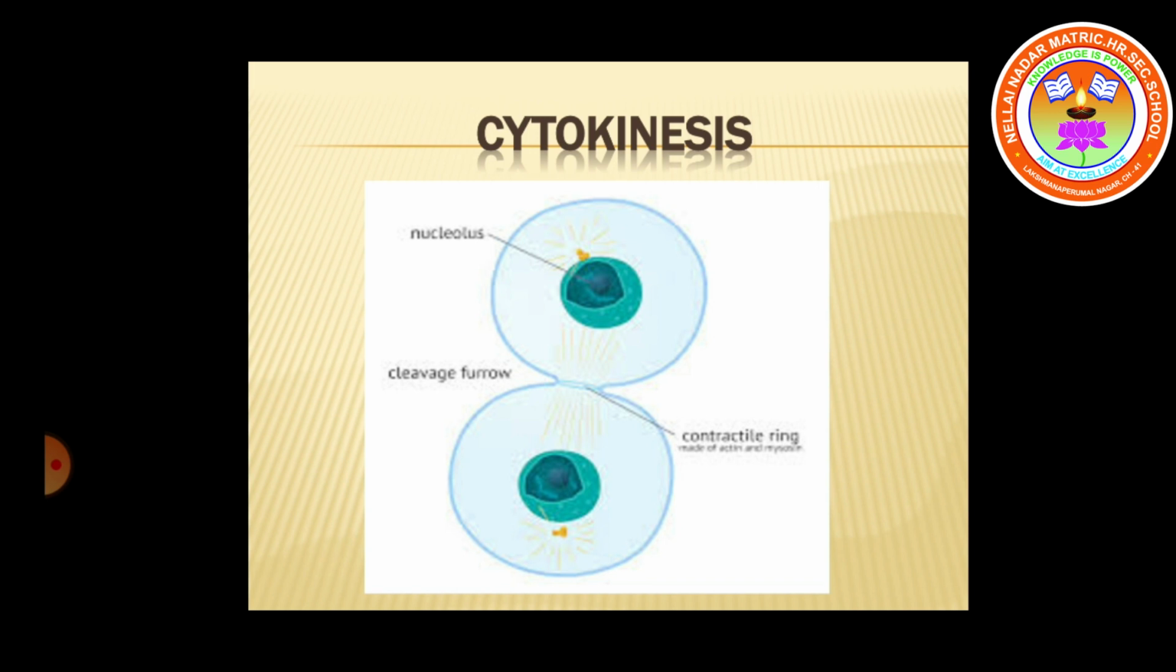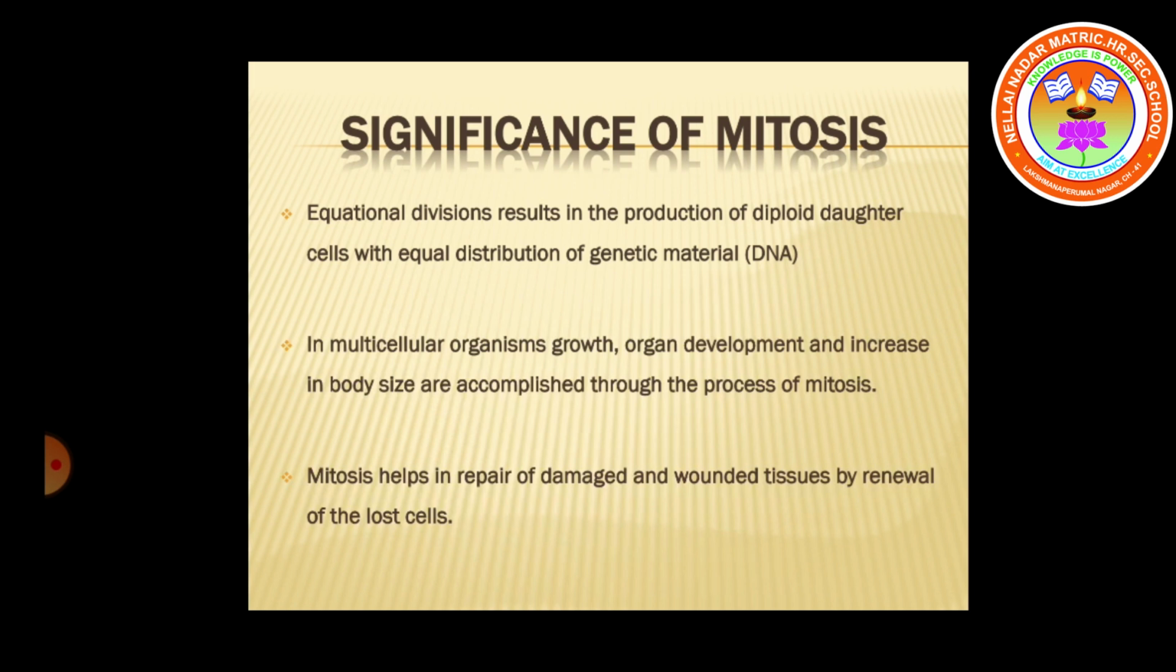Cytokinesis is nothing but the division of cytoplasm. Once the nucleus gets separated, the cytoplasm should also get divided. The division of cytoplasm into two daughter cells by constriction of the cell membrane is called cytokinesis. So here the two daughter nuclei get divided into two separate cells.